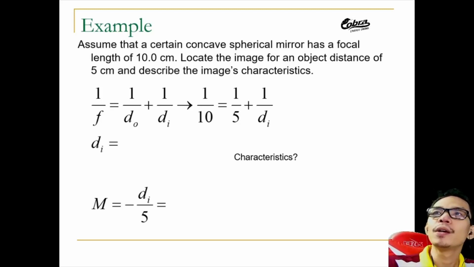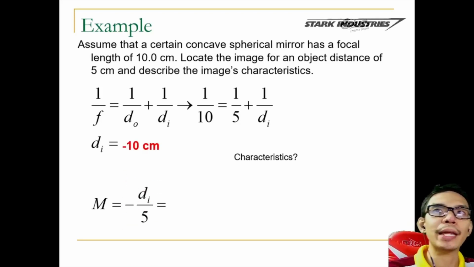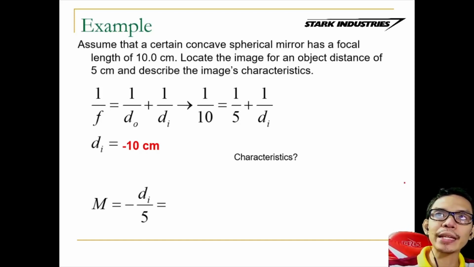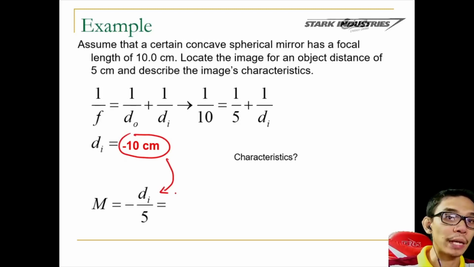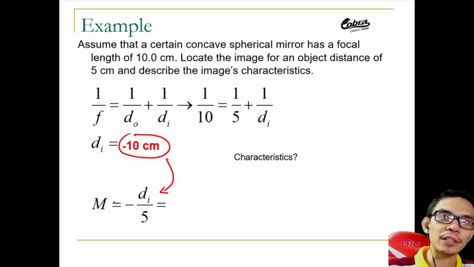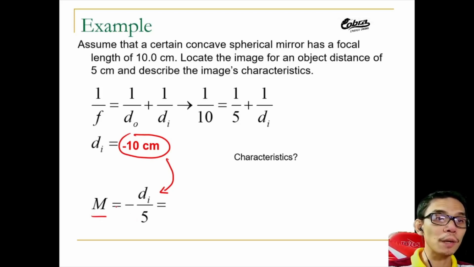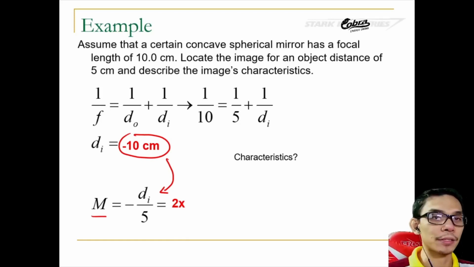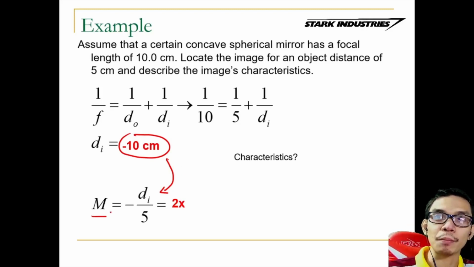Okay, so upon solving this one out, you will get negative 10 centimeters. That negative 10 centimeters will be plugged right here into the magnification equation. Solving this will give you 2x magnification, and that is positive because you will cancel the negative signs there.